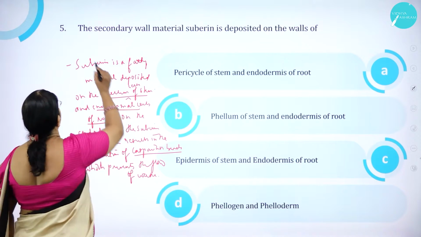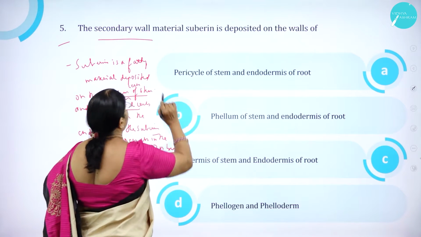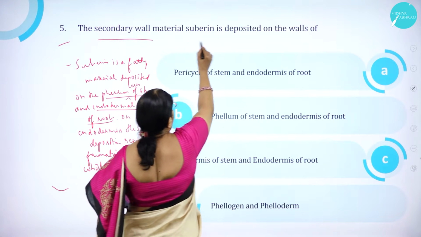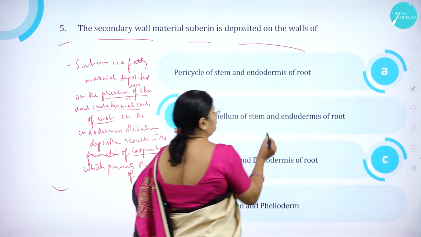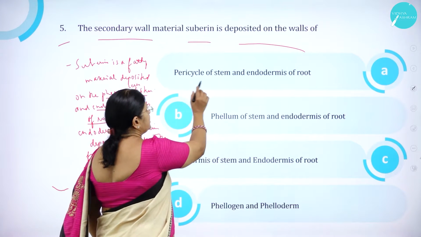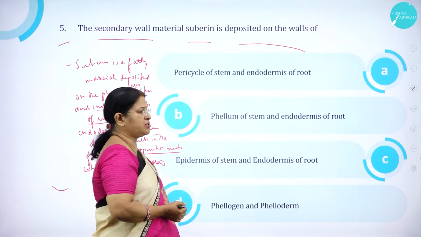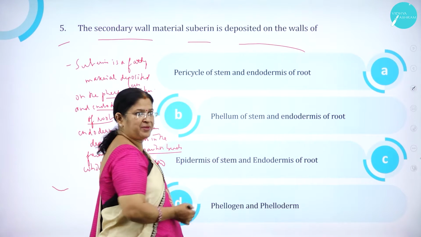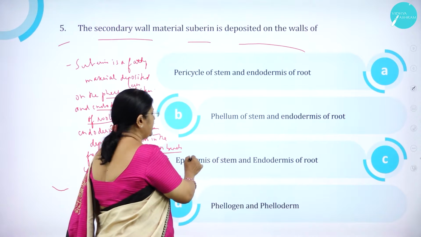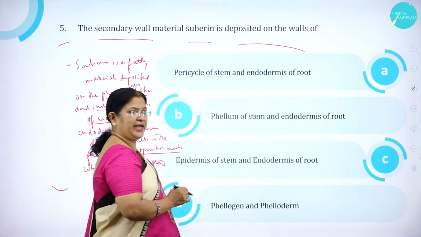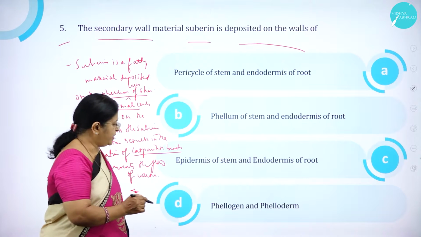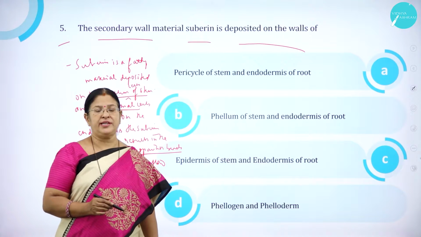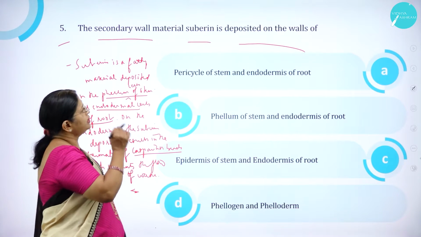Moving on to question number 5. The secondary wall material suberin is deposited on the walls of option A, pericycle of stem and endodermis of root, option B, phellum of stem and endodermis of root, option C, epidermis of stem and endodermis of root, and option D, phellogen and phelloderm.